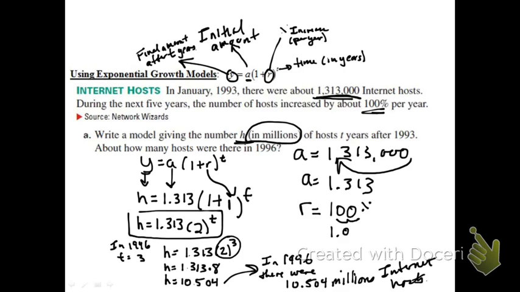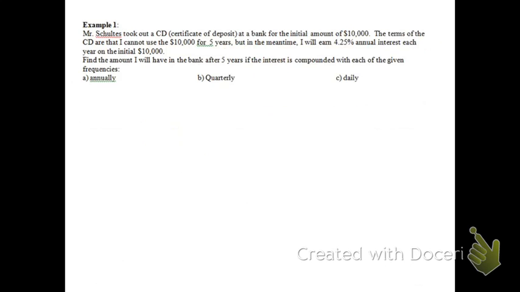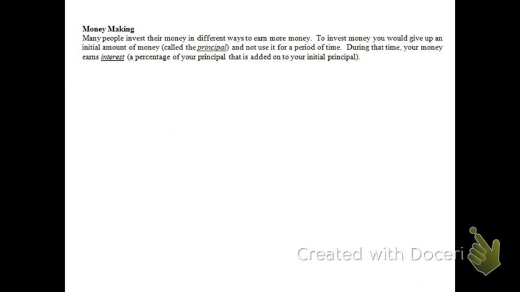Let's go do another problem. Another thing we could do with these exponential functions is model money making or investments. So many people invest their money in different ways in order to earn more money. To invest money, you need to give up an initial amount of money that's called your principal, and you can't use it for a period of time. During that time, however, your money earns interest, which is a percentage of your principal that is added on to the initial principal. The formula that we use for these interest problems looks a little scary, at least initially.